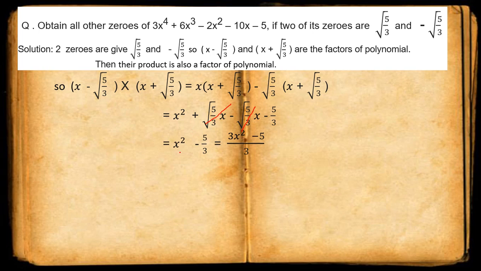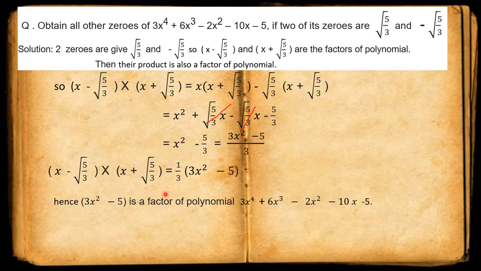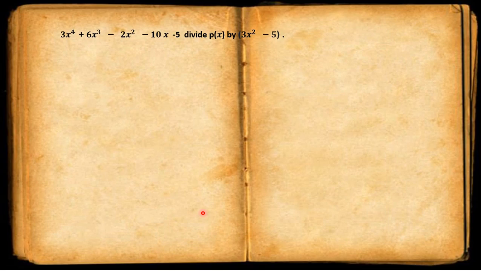Now when we take the LCM of these two terms, we get 3x square minus 5 upon 3. This is the product of these two factors. If we take 1 upon 3 as common, the rest of the quantity is 3x square minus 5. Now we can say that 3x square minus 5 is also a factor of this polynomial, so we divide this by 3x square minus 5. Now let's do the process of division.